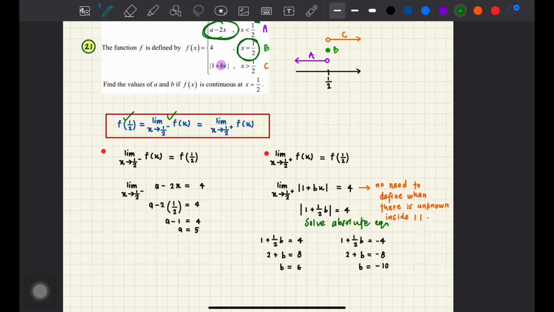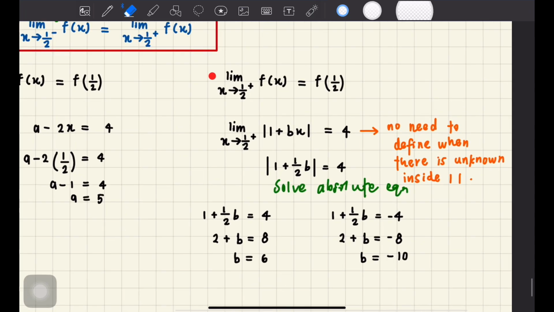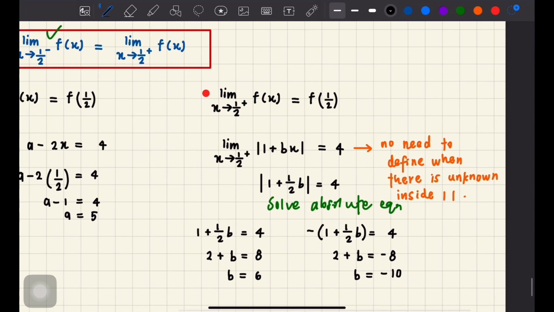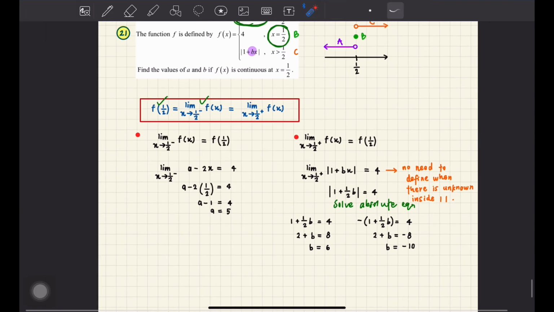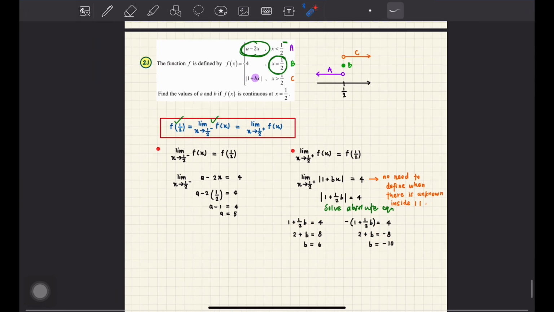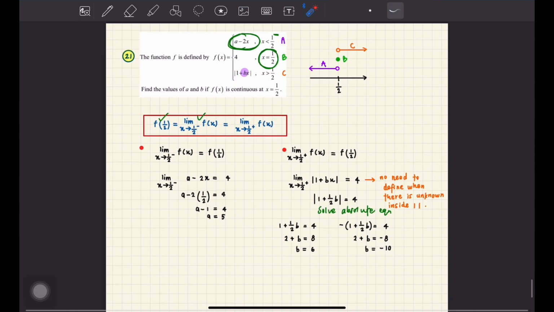Okay, so solving an absolute equation like in chapter 2. What we do, it will become two. So the first one is positive, second one is negative. Wait, the negative, Miriam, I change it at the front. Negative, like that. Okay, so one function positive, one function negative. And then solve as usual, so you get two values of b. Okay, so that's all, right? So remember for question number 21, if we see an unknown inside the modulus, we don't need to define.